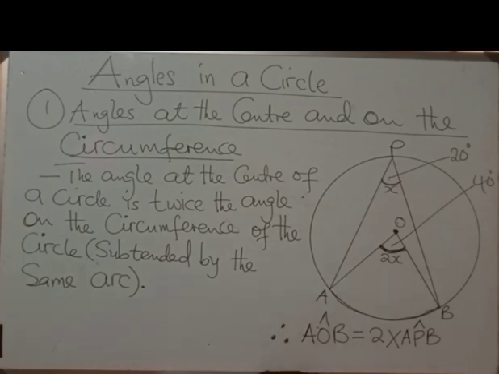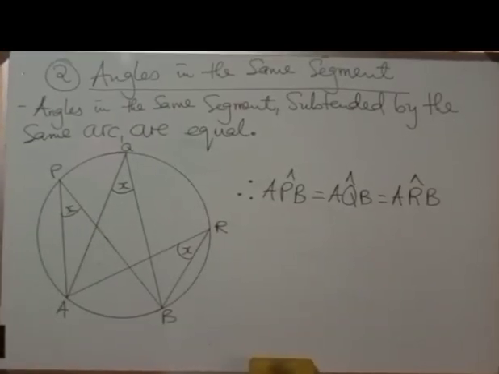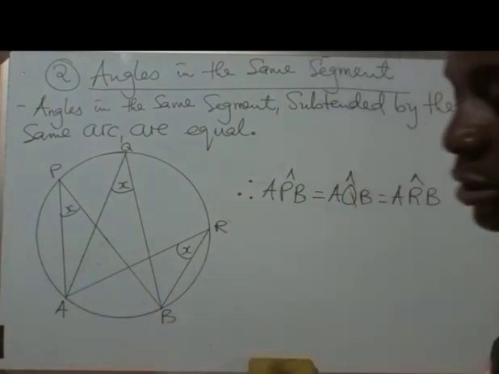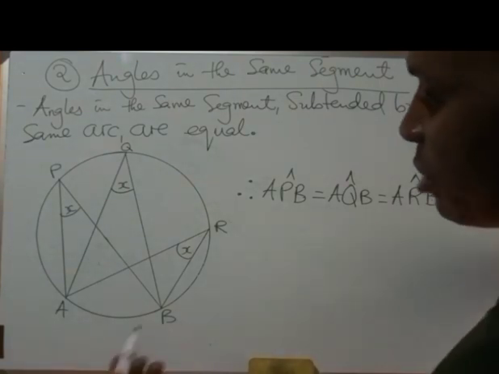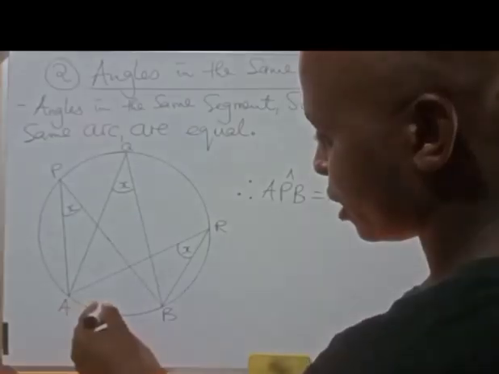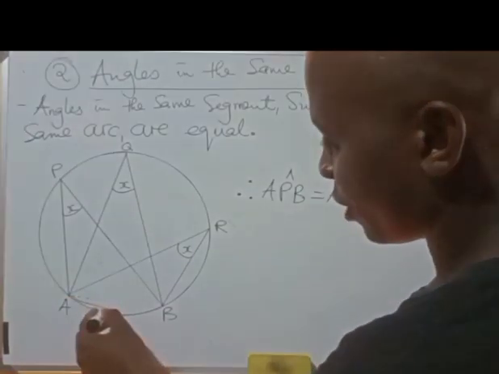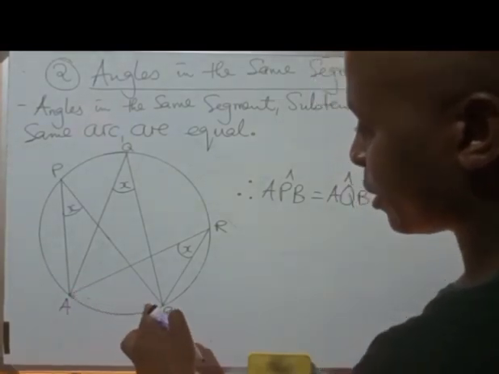So let's look at another theorem. Let us look at number 2. The second theorem has to do with angles in the same segment. Angles in the same segment are angles of such kind. The segment which we are talking about, I can even draw a line here, a chord. Then this space we have there is our segment.